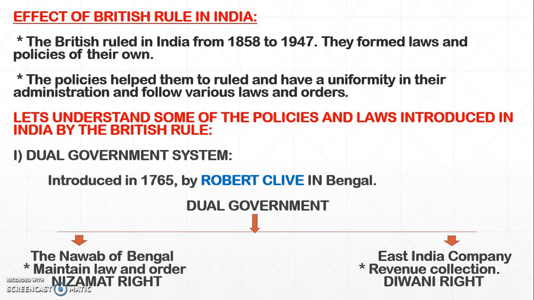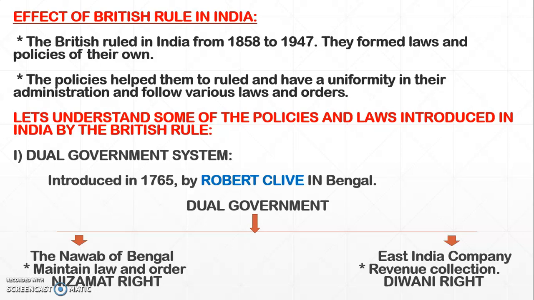The government started with the dual government system. Now, what was this dual government system? The British ruled in India from 1858 to 1947, that is the time of independence. During this time, they formed various laws and policies of their own. These laws and policies were being formed by the British government for some better things.